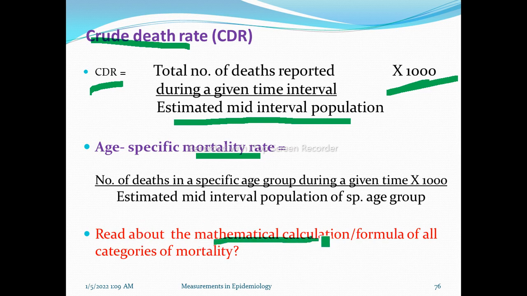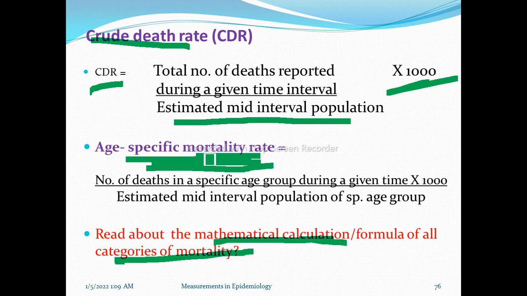The mathematical formula of all categories of mortality you can read by yourself. For instance, among the age specific mortality rates, there is the under 5 mortality rate, the neonatal mortality rate, the infant mortality rate, and maternal mortality. So different age specific mortality rates will be found. You can revise and read them on your own.